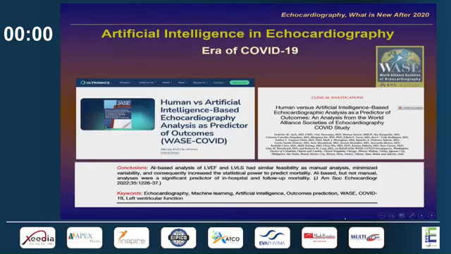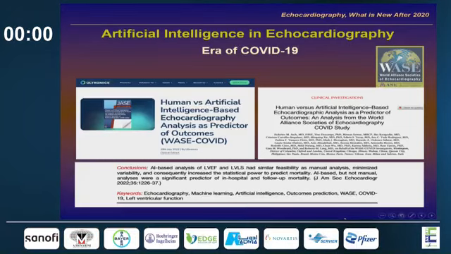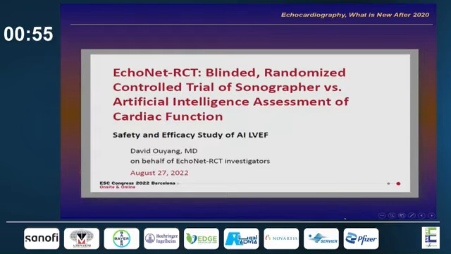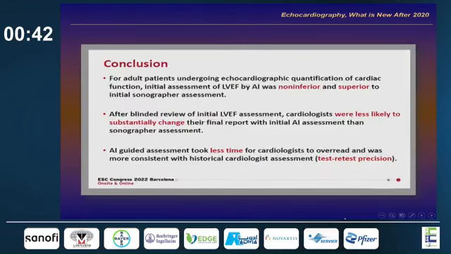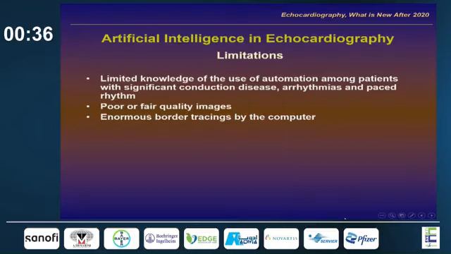And this is from the Journal of the American Society of Echo about human versus artificial intelligence-based echocardiography analysis as a predictor of outcome in some countries related to the American Society of Echo during the COVID era. And the last study released at the last ESC in Barcelona was about the EchoNet, which is a randomized controlled blind study for sonographers versus artificial intelligence assessment, and it concluded that it is non-inferior and superior to initial sonographer assessment.